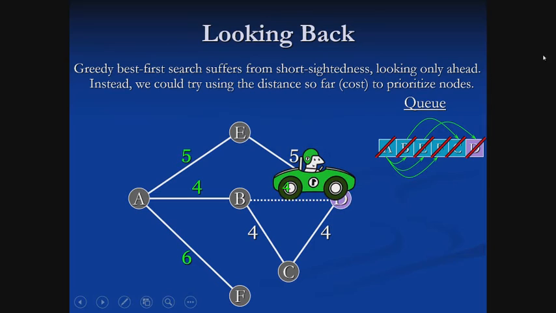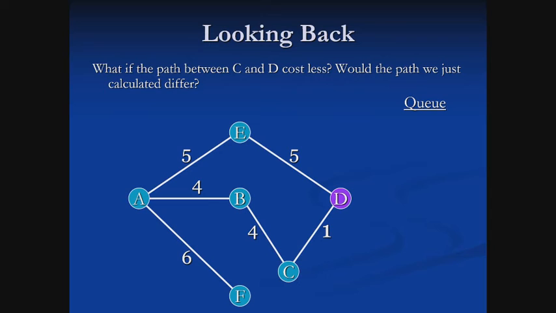So let's do that one more time. But this time, all we've done is change the distance between C and D. Before that was a 4. We're going to change it to a 1, which means this path to D, A, B, C, D, is actually shorter than A, E, D. And things are going to go very similar at the start.